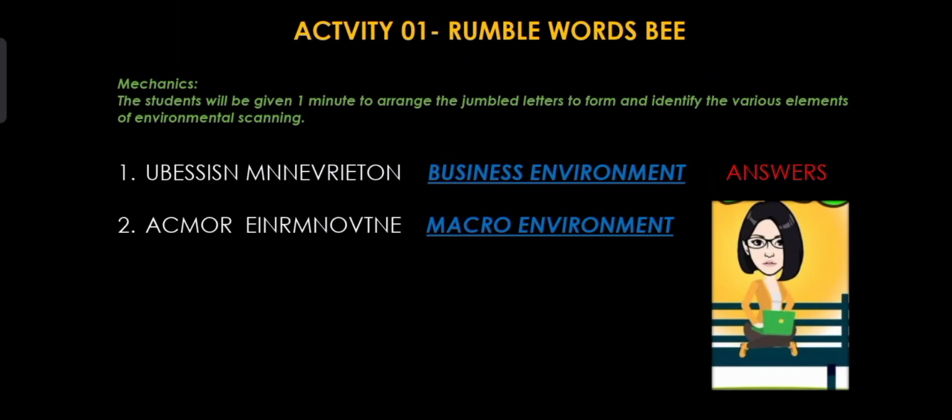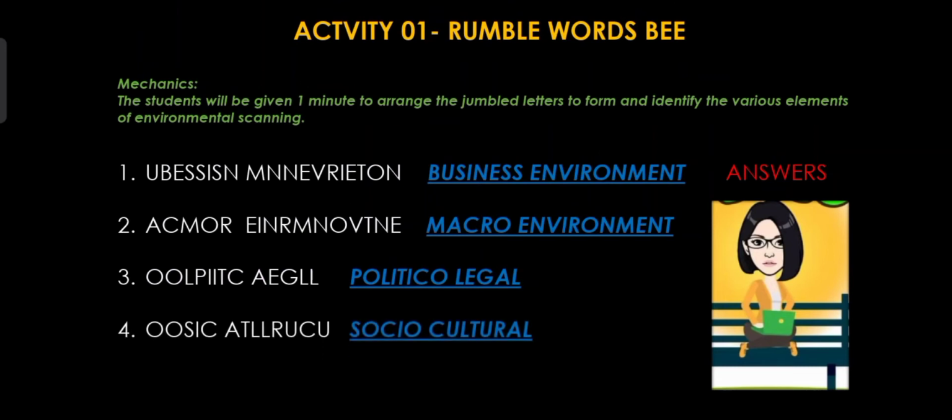microenvironment. And number 3, politico-legal. That is correct. Number 4, socio-cultural. Very good, class. You are correct. And number 5 is technological. That is correct. So, if all of you got the 5 correct answers, you are very good in our review.